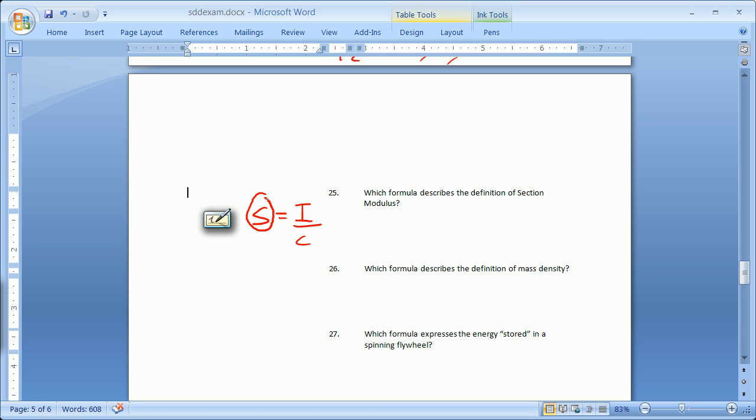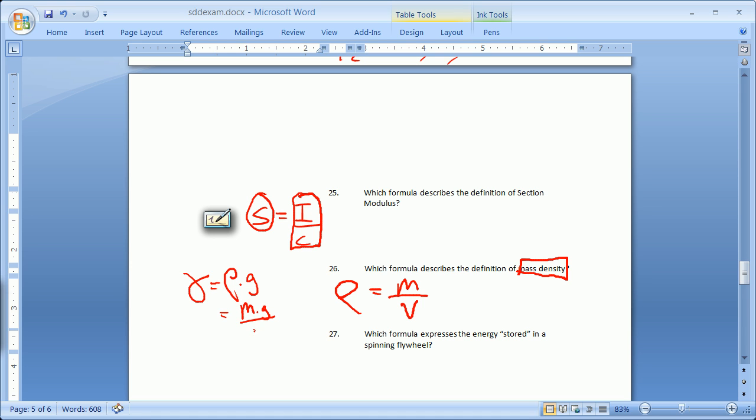And this is what you use as often as anything else. It includes two of the aspects of the geometry of the beam, something that describes the shape and something that describes the depth. What formula describes the definition of mass density? I'm kind of amazed at how many people grab that one. Rho equals mass over volume. Gamma equals rho times g, which is mass times g over volume, which is weight over volume. I asked for the mass density.